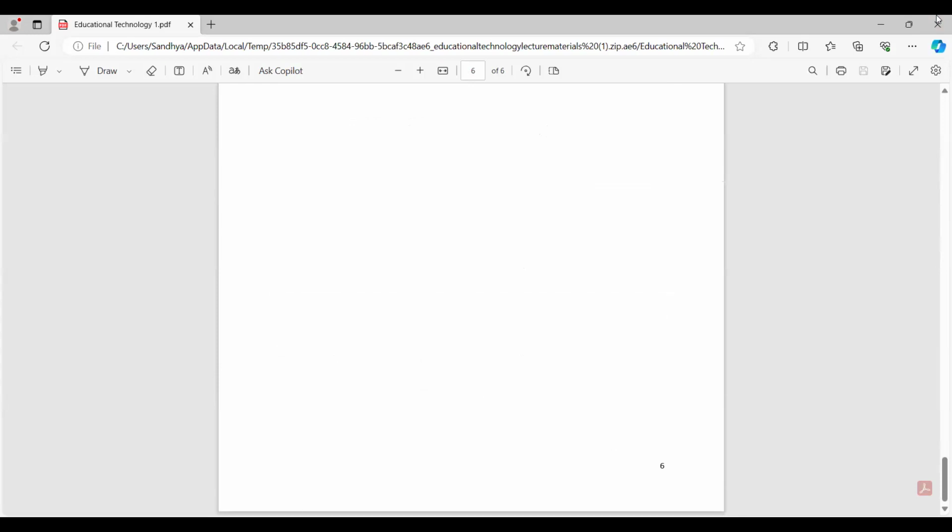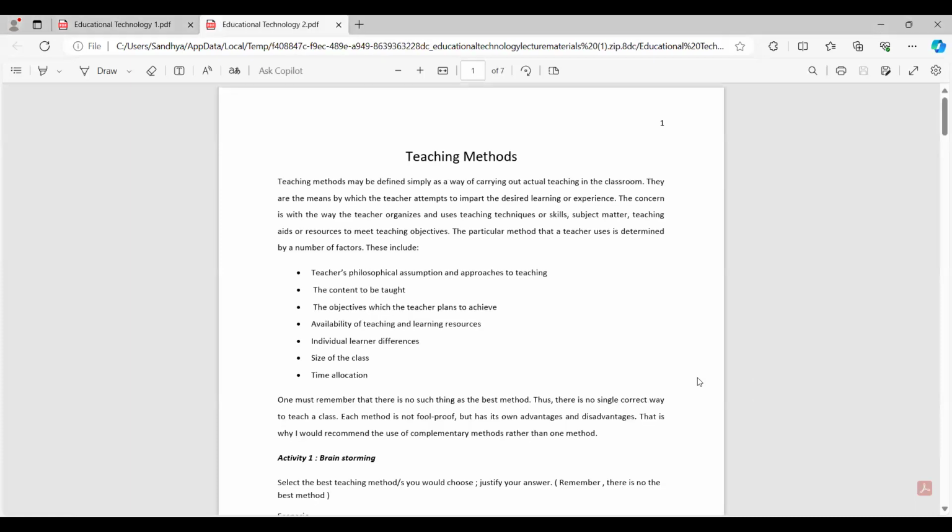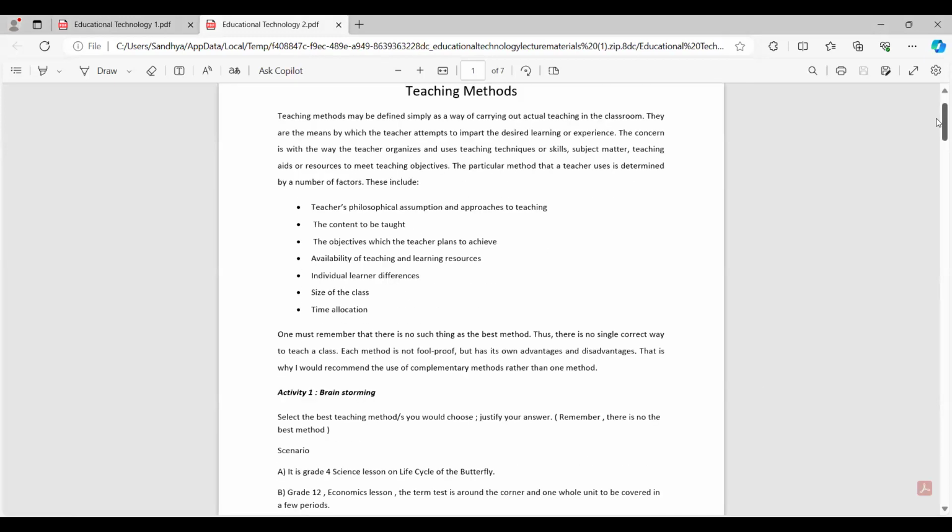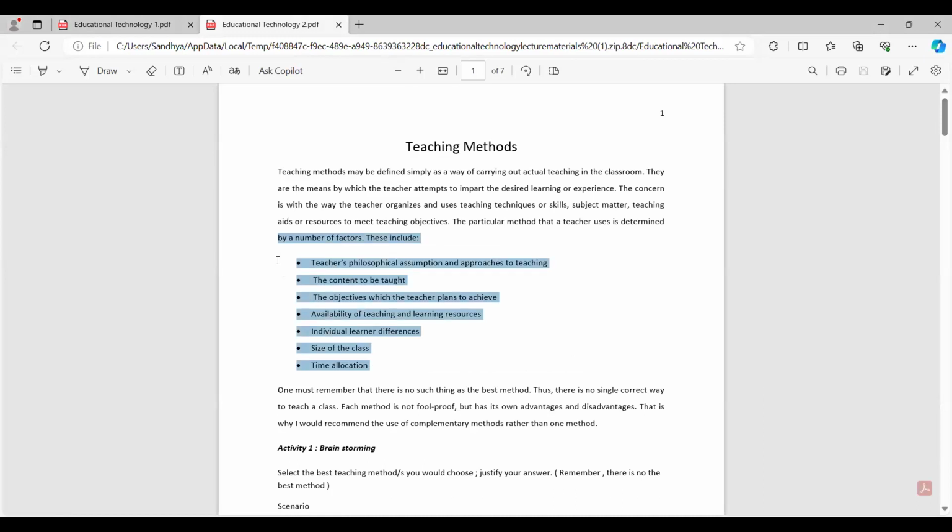So based on the approach that you select, you will have to decide on the methods that you're going to use. So what are the methods that you're going to use? Teaching methods. And now I told you, we can add something more to it. Now, whether you're going to select teacher-centered or student-centered approach, time allocation, size of the class, the content to be taught, and further you can add availability of teaching learning resources.